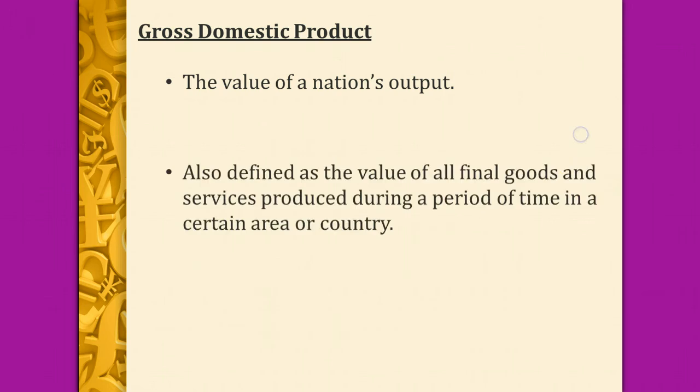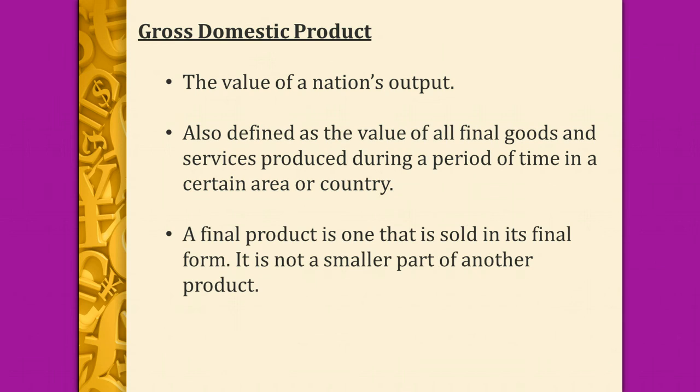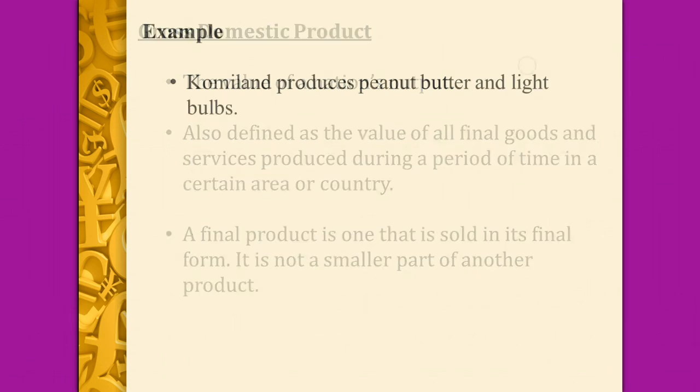So what is GDP? Value of a nation's output. Nice and simple. However, will that get you any marks on an exam? Probably not. However, if you ask to define GDP, it's the value of all final goods and services produced during a period of time in a certain area or country. And as I'll explain later, geographical boundaries become very, very important here. Final product is one that is sold in its final form. It is not a smaller part of another product.